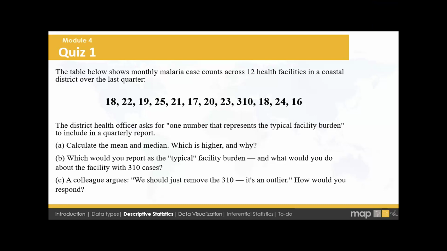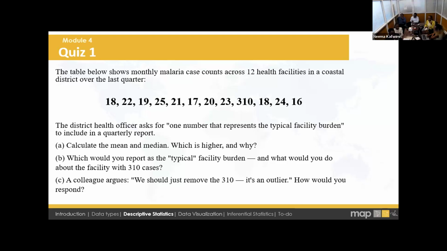I will choose to report the median. We report the median. And why are we reporting the median instead of the mean? It takes us back to our last example, because if we report the mean, we have seen already that the mean has been affected by this outlier 310. So it's not the right representative in this case. We have to report the median, as he has said.